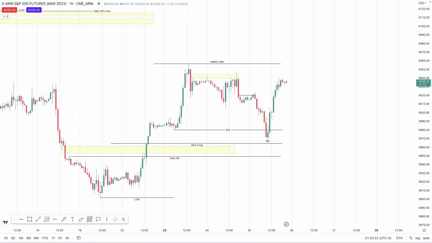Okay, here we have the 1 hour chart. And if we take a look at Tuesday, we had this sell side liquidity run. Okay, we had this swing high right here, and this was our buy side liquidity run right at the end of day. One thing to note about this, we did not break Monday's high.